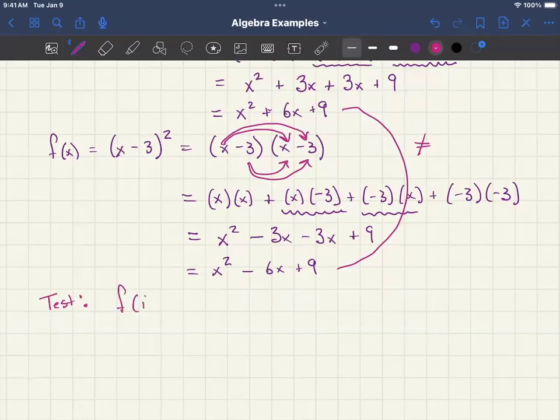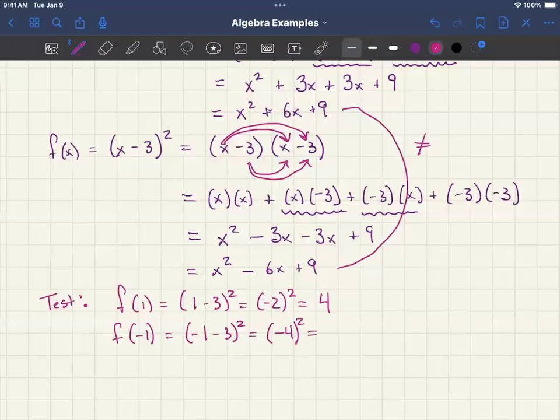What happens when we punch the number 1 into our function? We get 1 minus 3 quantity squared, which is negative 2 quantity squared. Negative 2 times negative 2 is 4. If we put negative 1 into our function, we get negative 1 minus 3 squared, which is negative 4 squared, which is 16. And again, these two numbers are not equal. So this function is not going to be symmetric about the y-axis, which means that it is not an even function.